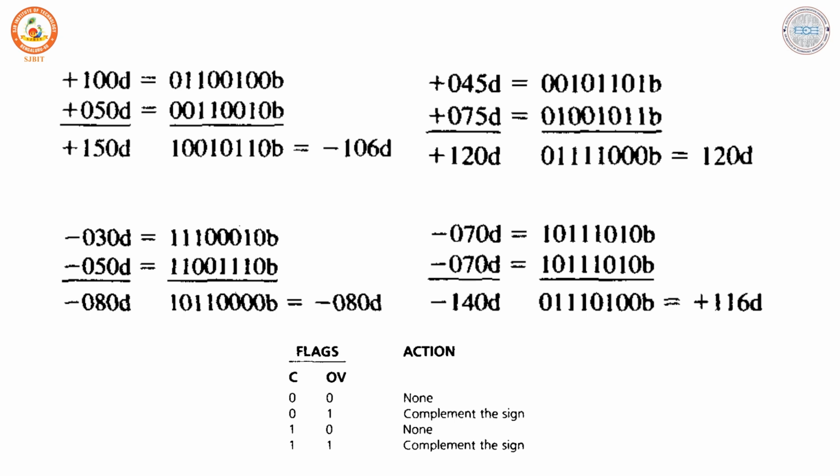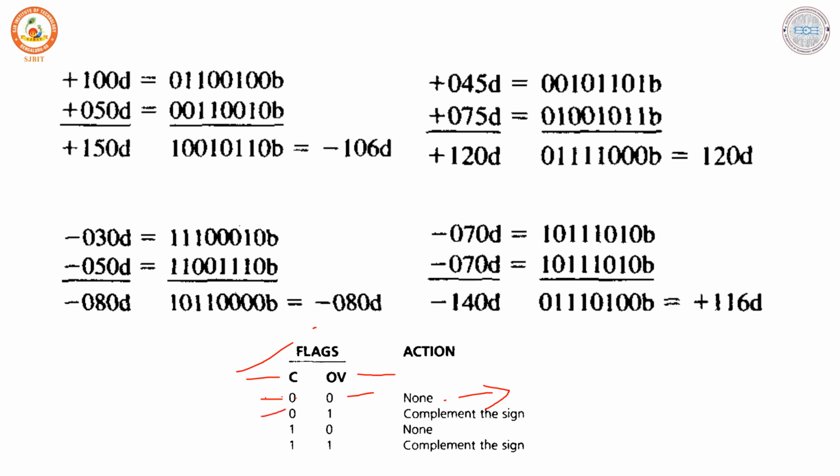And these are also some of the examples for performing addition of signed and unsigned numbers. Here, some of the flags are affected when we perform the addition operation, and those flags are the carry flag and the overflow flag. Whenever the carry flag is 0 and the overflow flag is 0, we are not going to perform any action. The result will be directly stored in the destination.